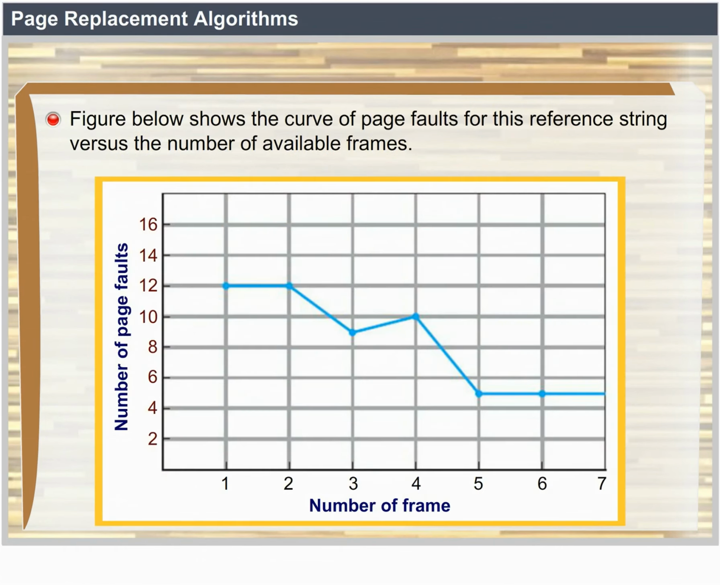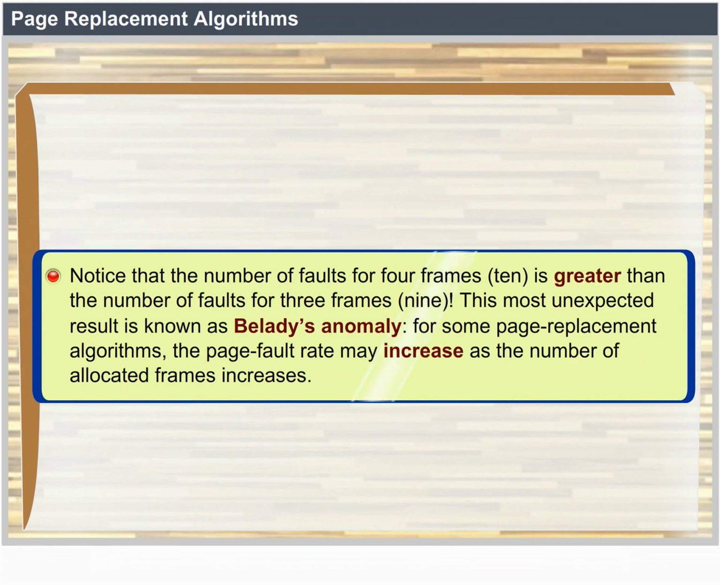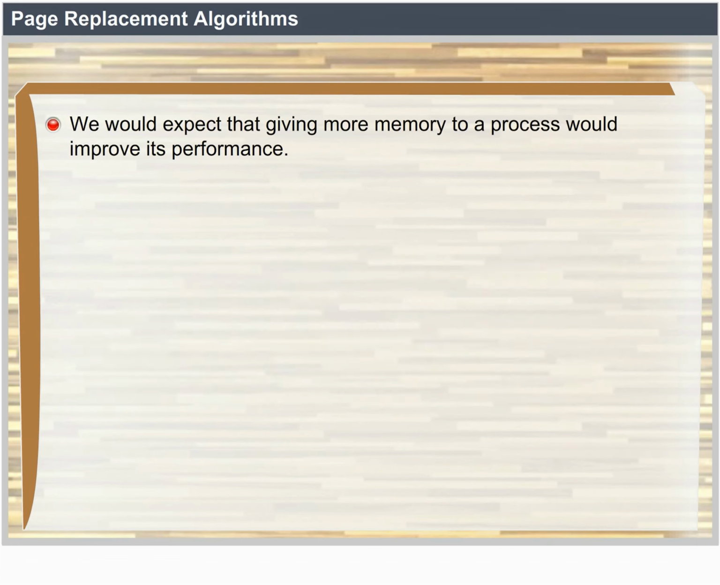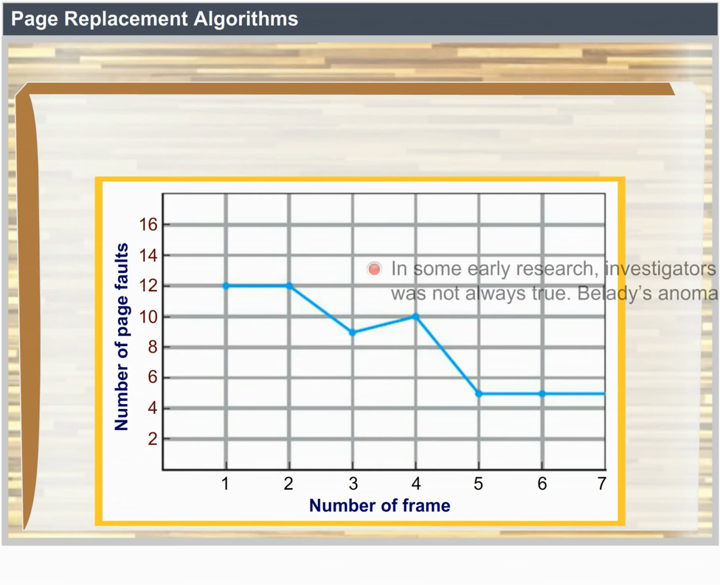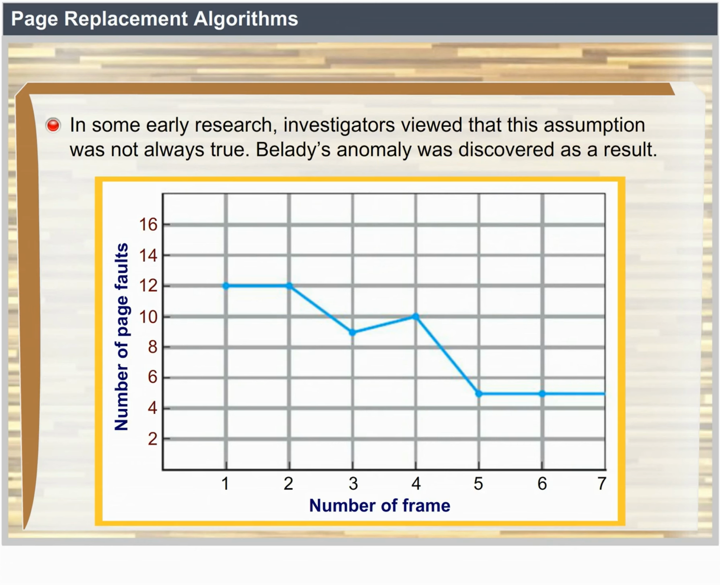Figure below shows the curve of page faults for this reference string versus the number of available frames. Notice that the number of faults for 4 frames, 10, is greater than the number of faults for 3 frames, 9. The most unexpected result is known as Belady's anomaly. For some page replacement algorithms, the page fault rate may increase as the number of allocated frames increases. We would expect that giving more memory to a process would improve its performance. In some early research, investigators noticed that this assumption was not always true. Belady's anomaly was discovered as a result.